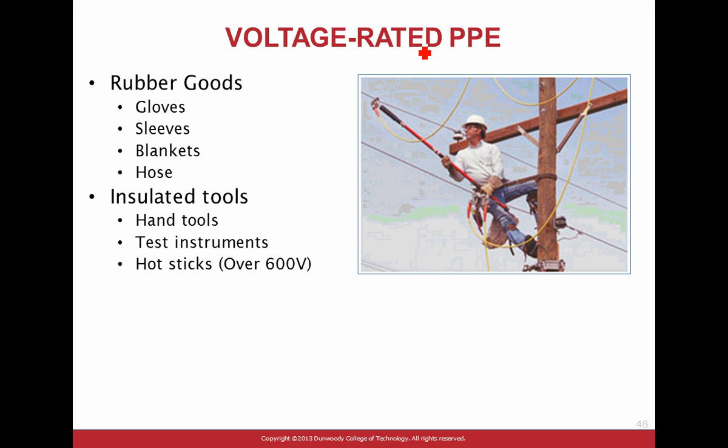Okay, voltage rated pieces of equipment. For voltage rated, guys, we use gloves, sleeves. I don't think you guys use sleeves. Blankets. They put sleeves on these power lines. You guys don't work on power lines anyway. Your gloves here. Hose. For you guys it will be the gloves for the most part. Insulated tools, hand tools, test instruments, and hot sticks, typically over 600 volts. So your hand tools, insulated. We looked at these two for insulated instruments and the test instruments.